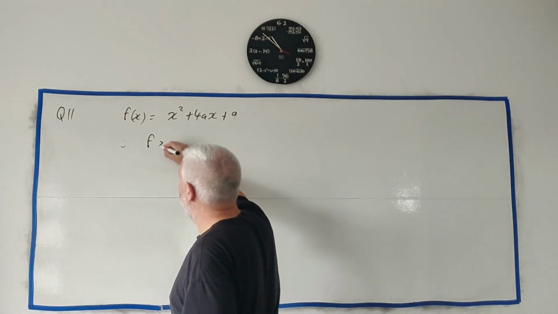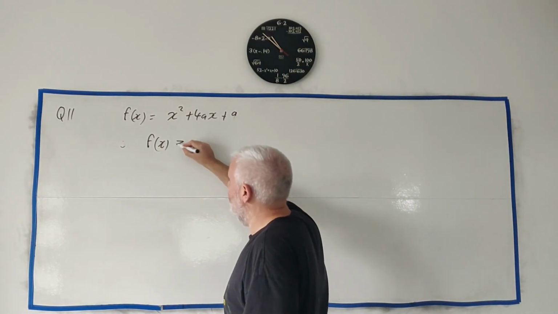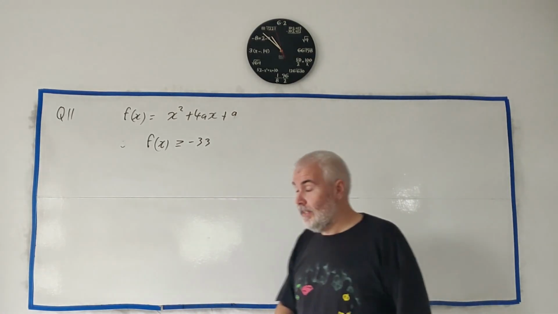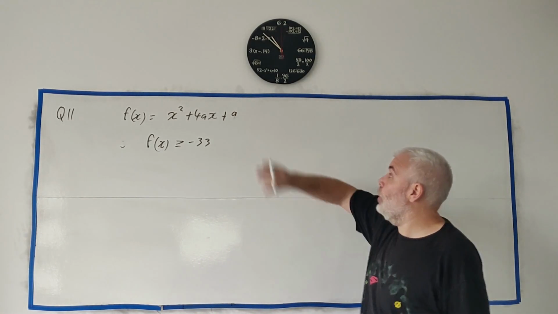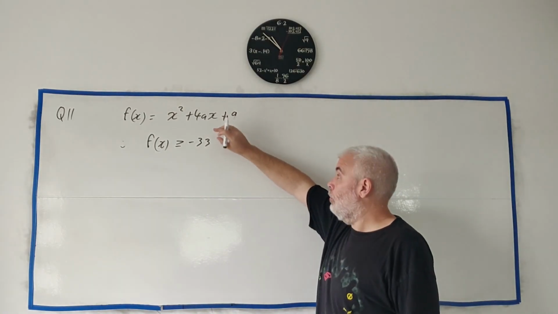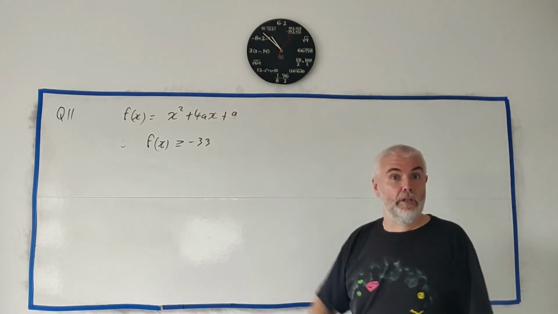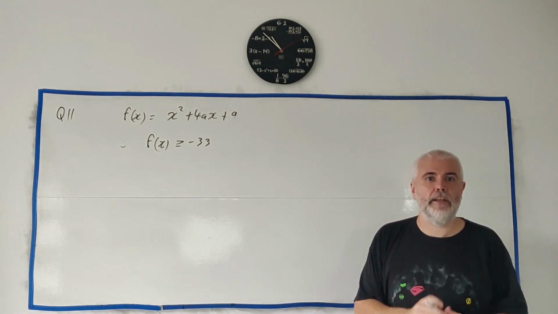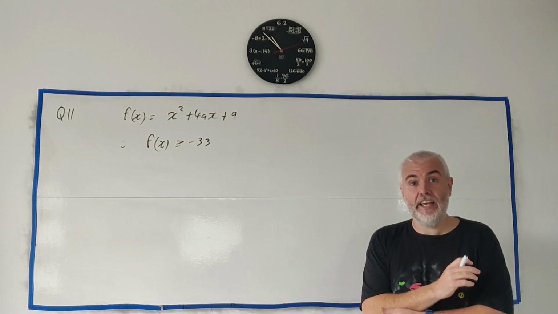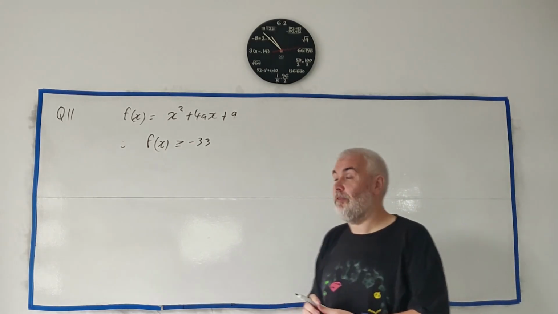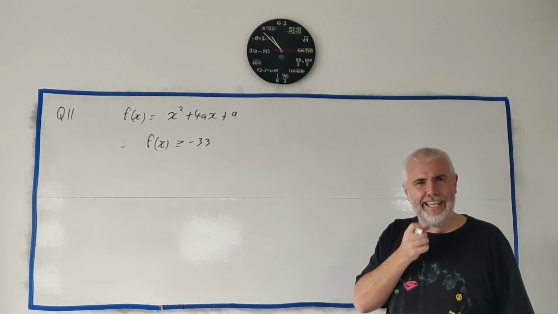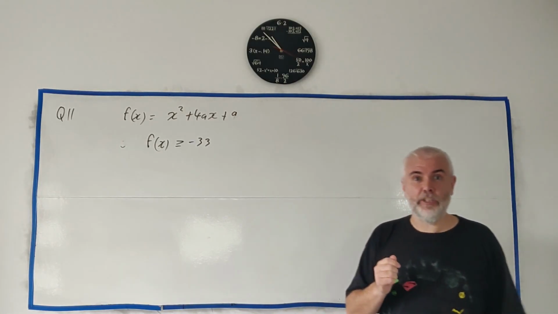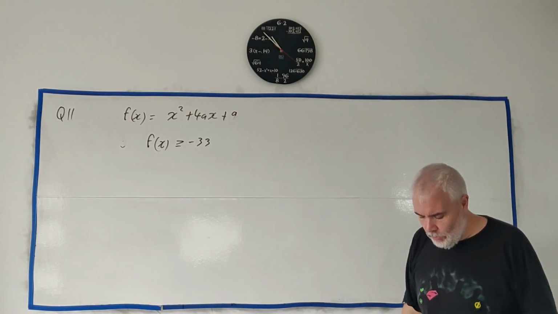They tell us that the range of f(x) is bigger than or equal to minus 33. That means that the number that comes out of this function will always be bigger than or equal to minus 33. I'll never get below that, which is interesting. And they want us to use that information to find the possible values of a. That's another hint there. There's more than one answer. The values of a. So what do we do here?